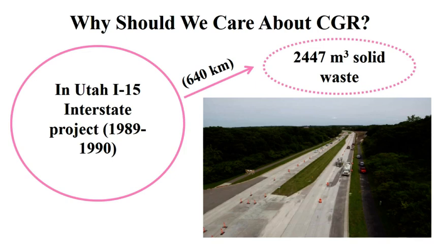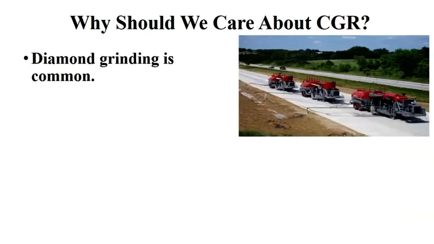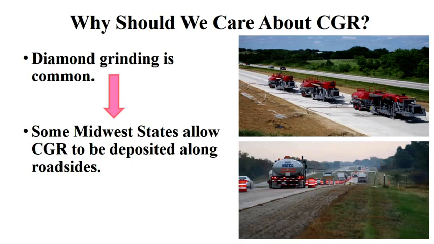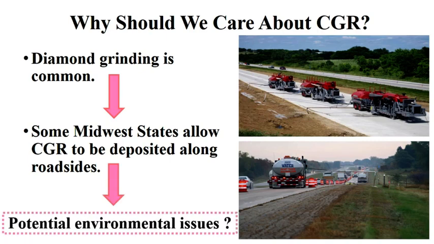How about the whole United States and a lot of highways? Diamond grinding is a common process when constructing roads or improving road quality, and some states allow the contractor to deposit the CGR along the roadside, but some states forbid that, like Iowa. We don't allow the contractor to dump the slurry along the roadside, but Minnesota can dump the slurry on the roadside. We can see these two pictures show the collection tank dumping the slurry on the roadside. Then we may wonder, are there any potential environmental issues?